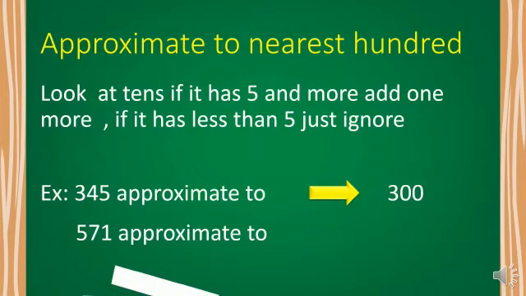571 approximates to... Look at tens. Rich or poor? Does it have more than 5 or less than 5? Excellent, more than 5. So add one more to 200. So 571 approximates to 600.